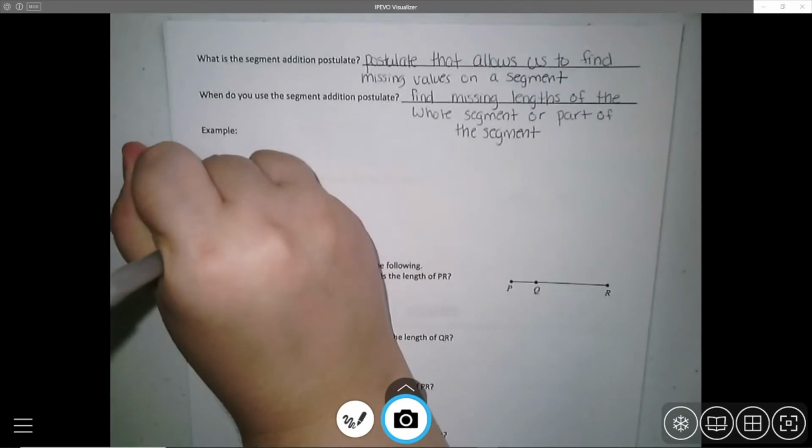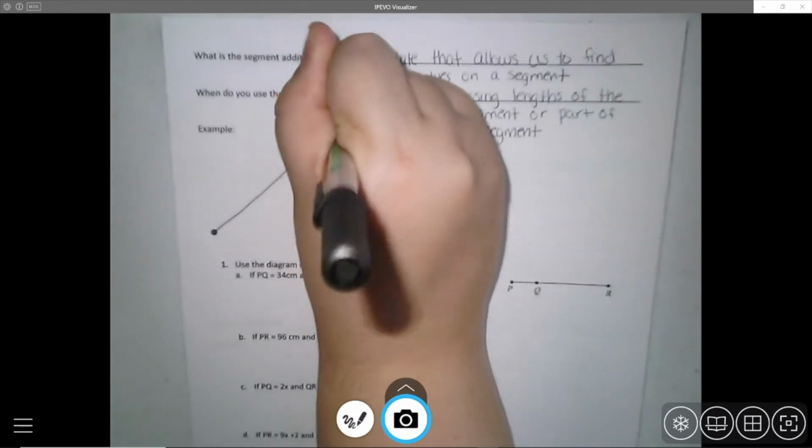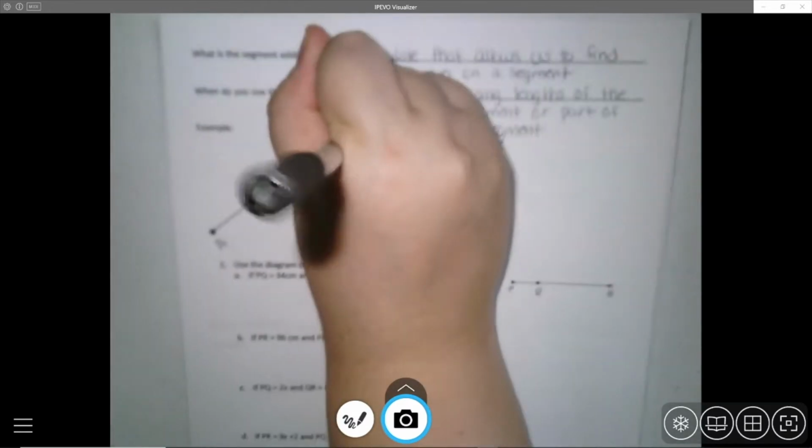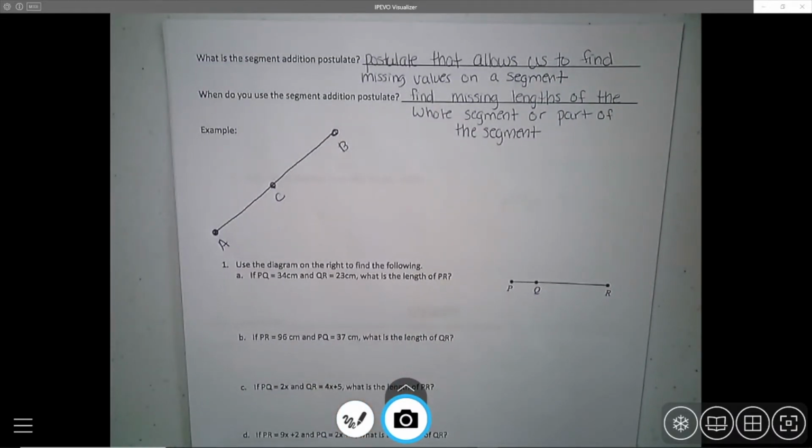What these segment addition postulate problems are going to look like is you have a segment with your 2 endpoints, and somewhere inside is going to be another point. It doesn't have to be right in the middle. That other point makes it so that we have these different parts of the segment. Now, there are 3 ways that I denote segment addition. They all mean the same thing. It's really what you are comfortable with.